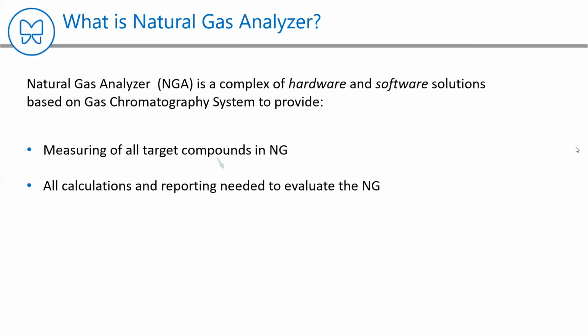So, in other words, what is the natural gas analyzer? A natural gas analyzer is not only a GC. It is a GC plus some additional hardware, which we can call an engineering solution, and some software solution to provide the two following tasks: to measure all components of natural gas and to provide all calculations needed to evaluate the quality or the thermal properties of the natural gas.